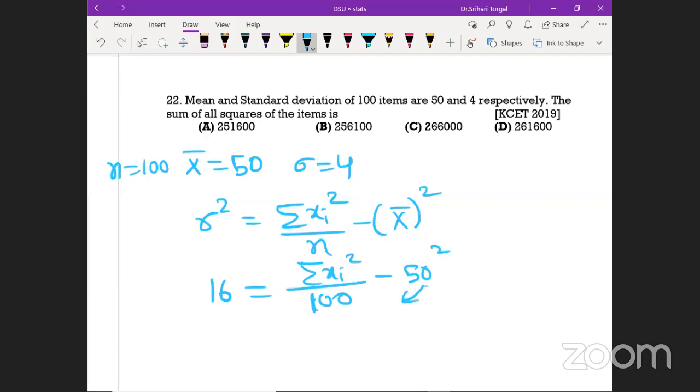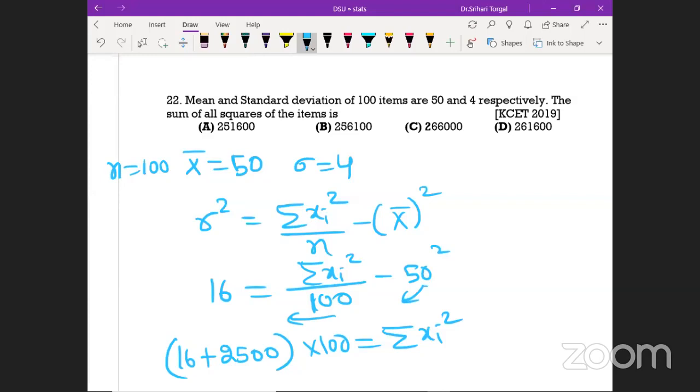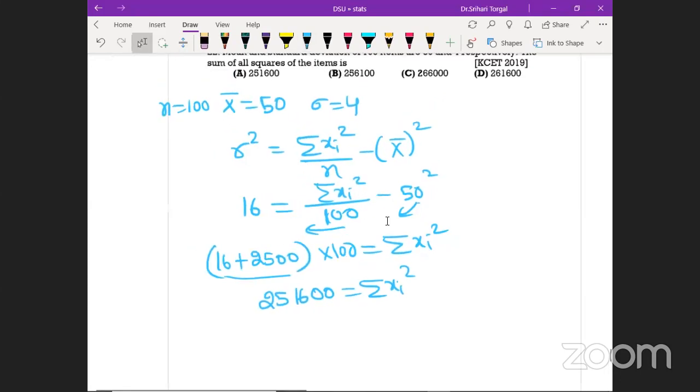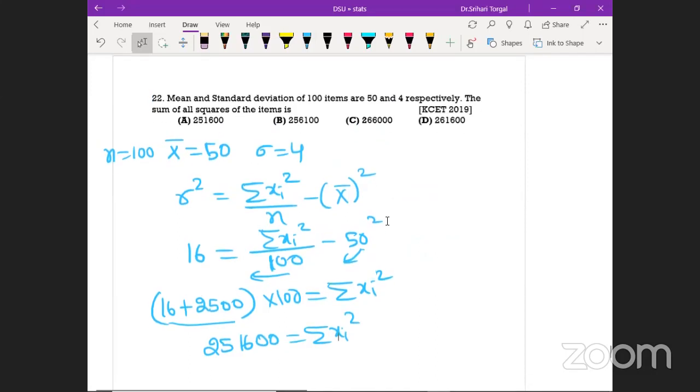50 square is how much? 2500 plus 16 into 100. Is that right? Is equal to sigma xi square. What is that? 251600. 2516, if you add these two, these 00 will add. That is the value of sigma xi square. A very easy question was there in the examination. I think the problem will be of this type only. So you have to remember the formulas here. That is very important.